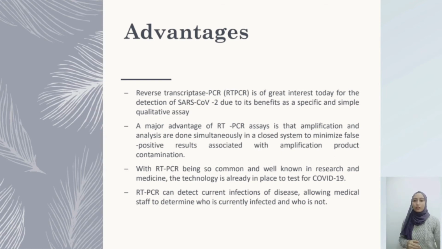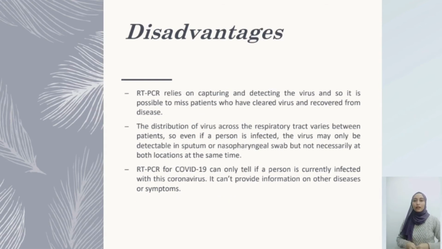Next, for the disadvantages, RT-PCR relies on capturing and detecting the virus, and so it is possible to miss patients who have cleared the virus and recovered from disease. The distribution of virus across the respiratory tract varies between patients, so even if a person is infected, the virus may only be detectable in sputum or a nasopharyngeal swab, but not necessarily at both locations at the same time. RT-PCR for COVID-19 can only tell if a person is currently infected with this particular coronavirus. It can't provide information on other disease or symptoms.